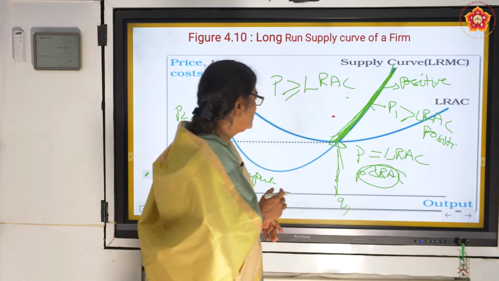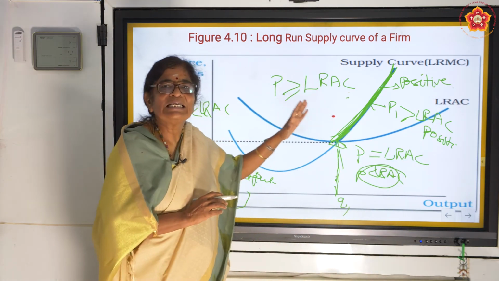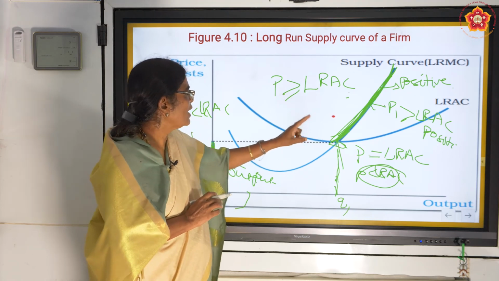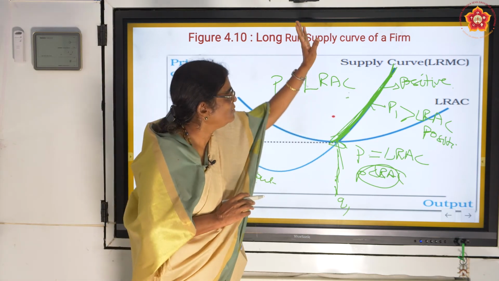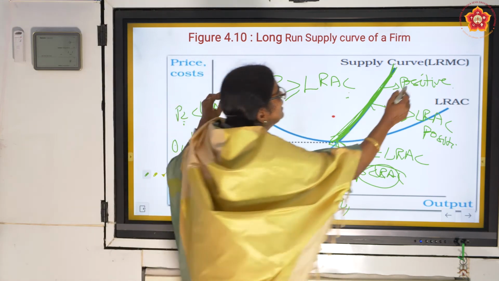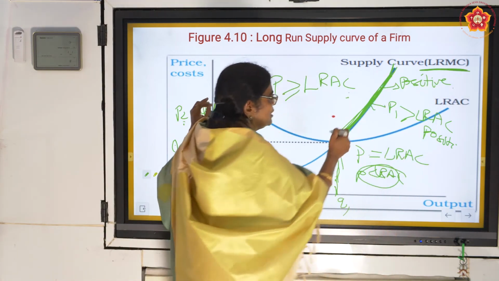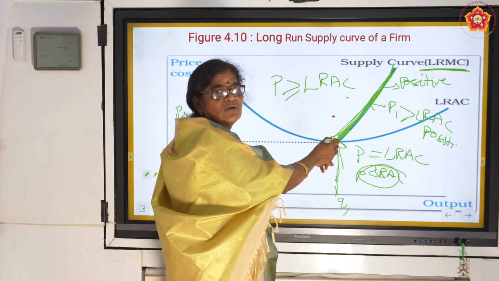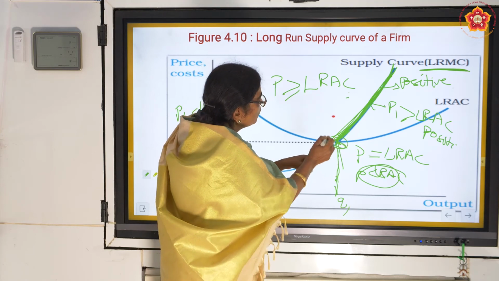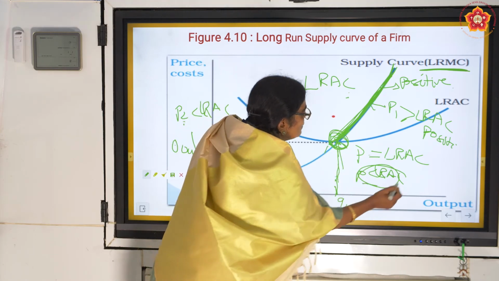Therefore, what would you say? The long run supply curve is a part of the LRMC curve. It is the rising part of the LRMC curve from and above the minimum LRAC. You have to define it from this point on the curve, from and above minimum LRAC.